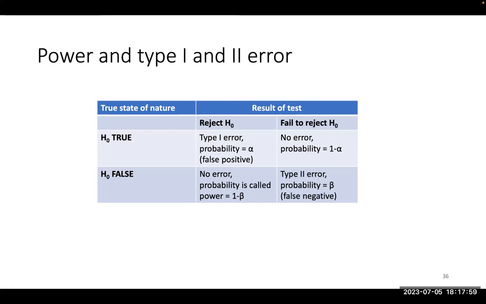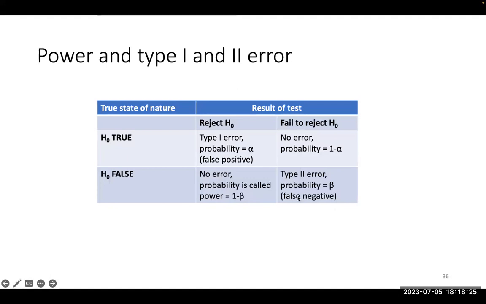That is your alpha, or this is your type 1 error. This is your p-value. If you have a false null hypothesis and you are rejecting it, then you're doing the right thing. And that is your power. That is your power, derived from 1 minus beta.